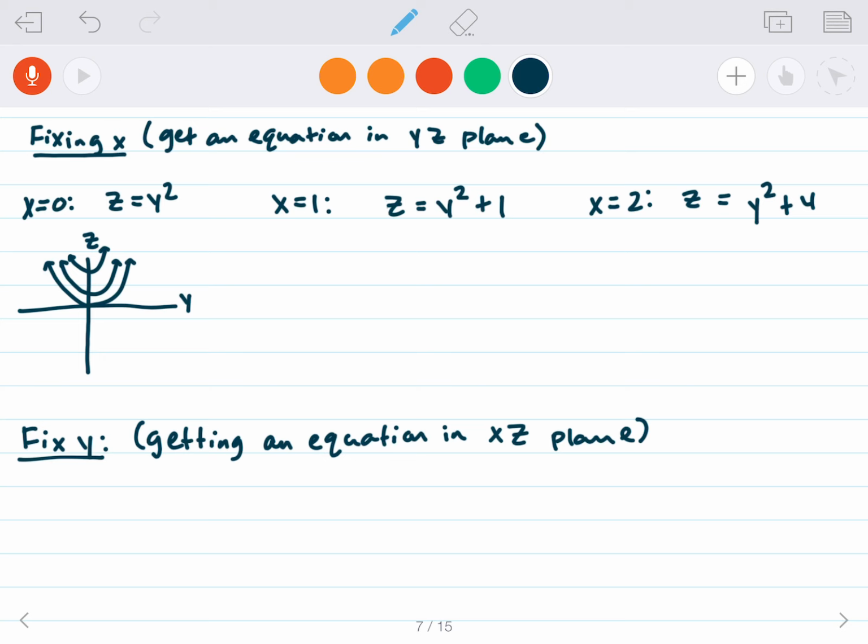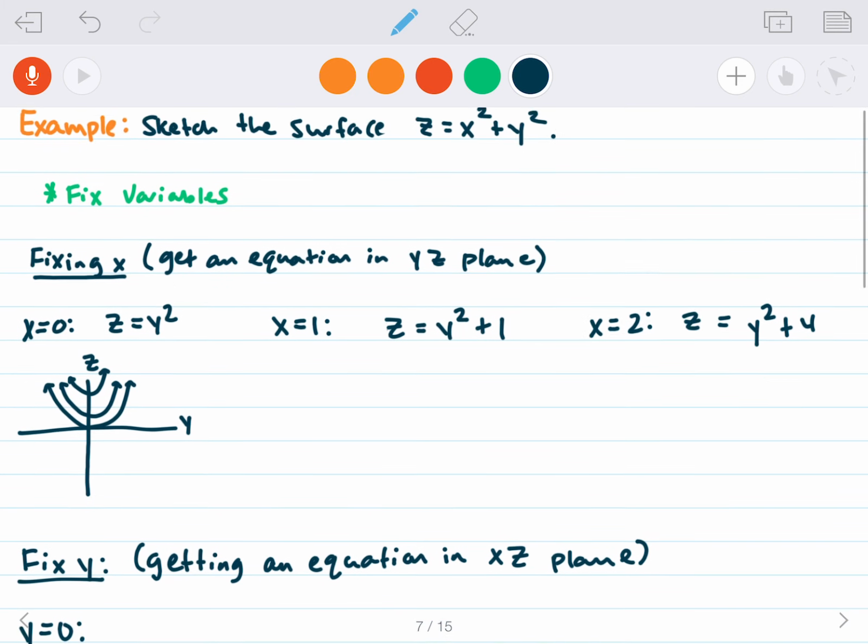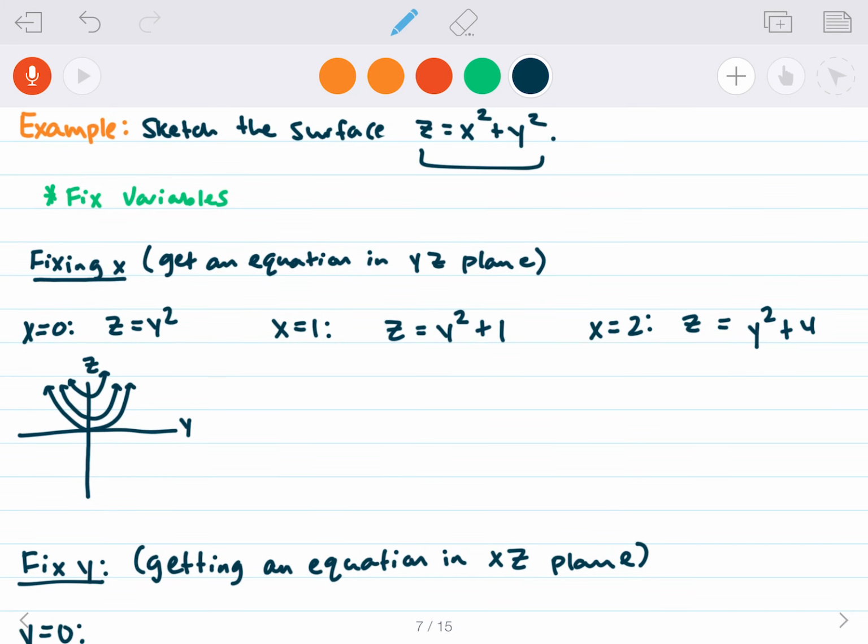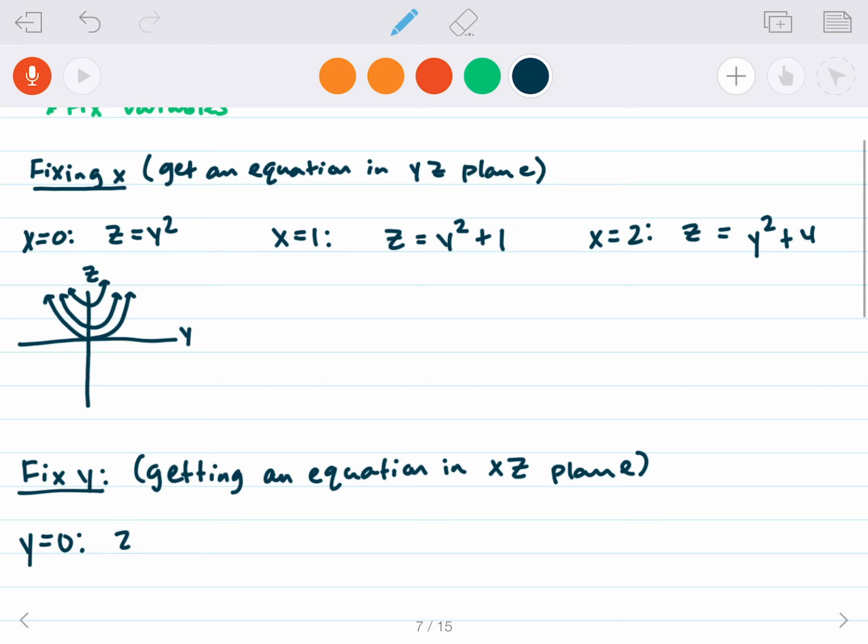So let's go ahead and fix some values. So let's fix y equals 0. And if I fix y equals 0 in this equation up here, I get z equals x squared plus 0 squared. So that's just z equals x squared, another parabola.